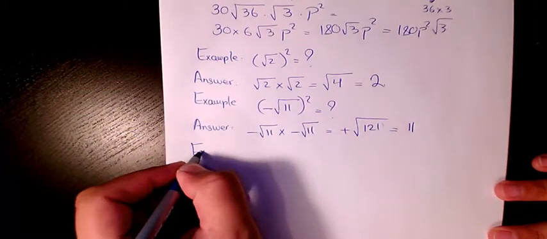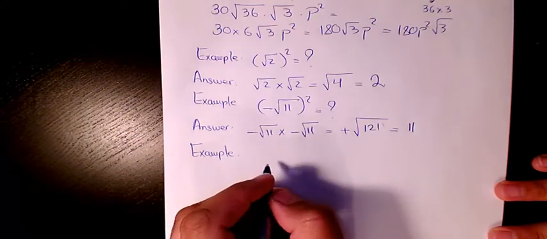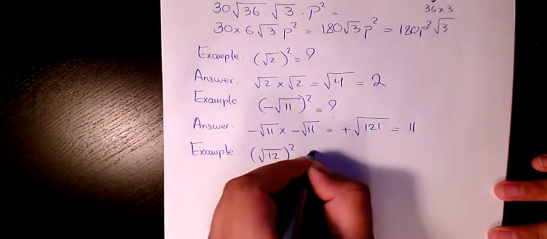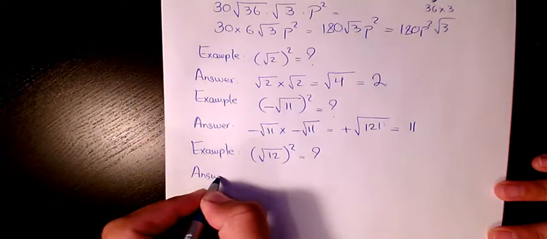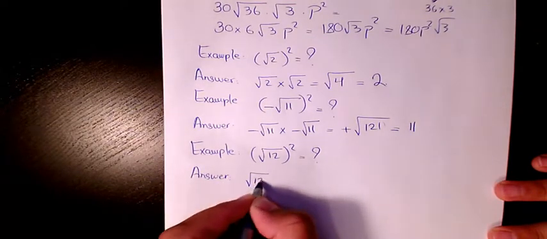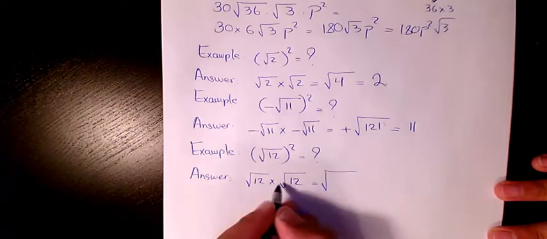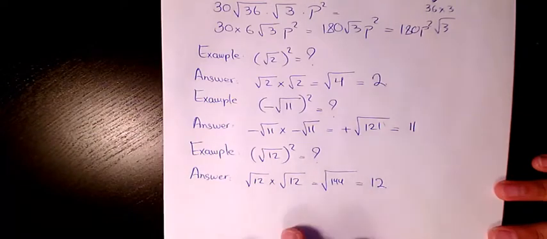Next example. Square root of 12 to the power of 2. The answer is square root of 12 times square root of 12 is going to be 12 times 12, 144. Square root of 144 is 12.